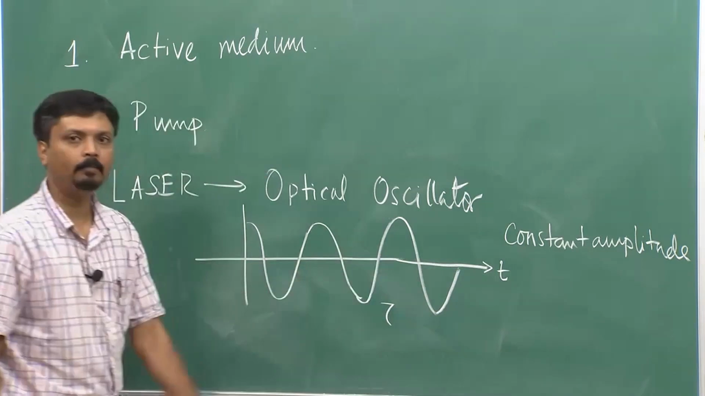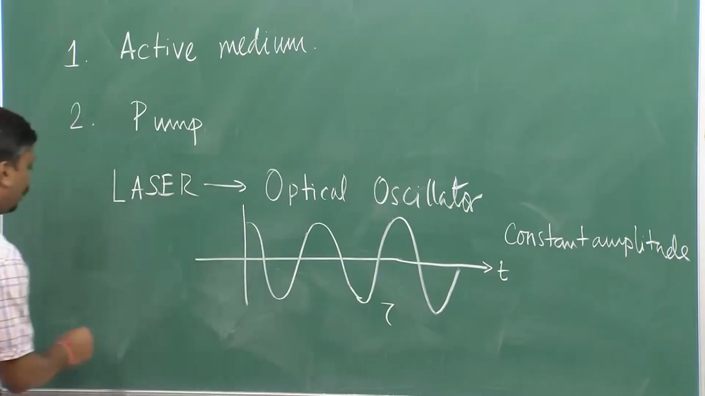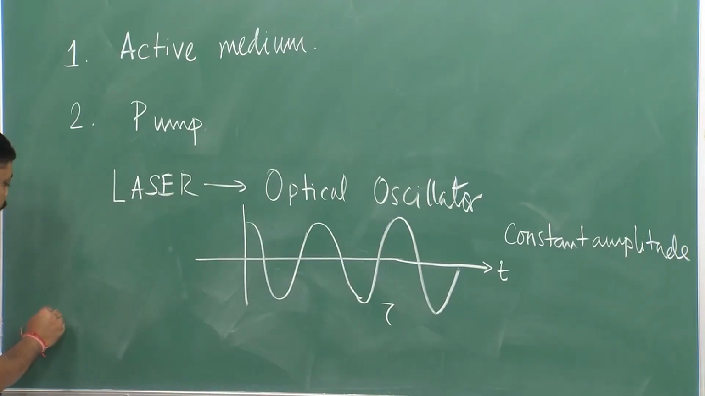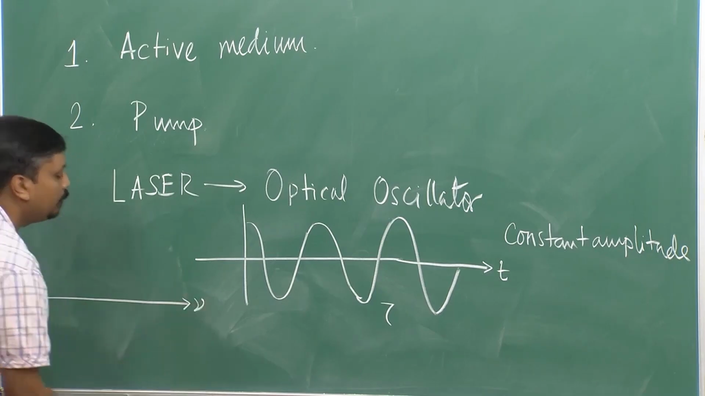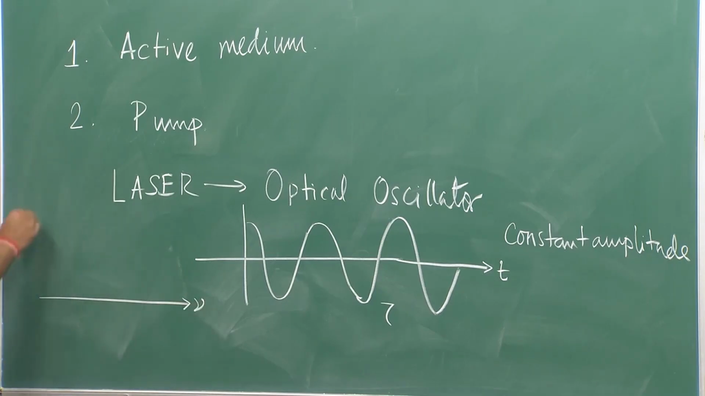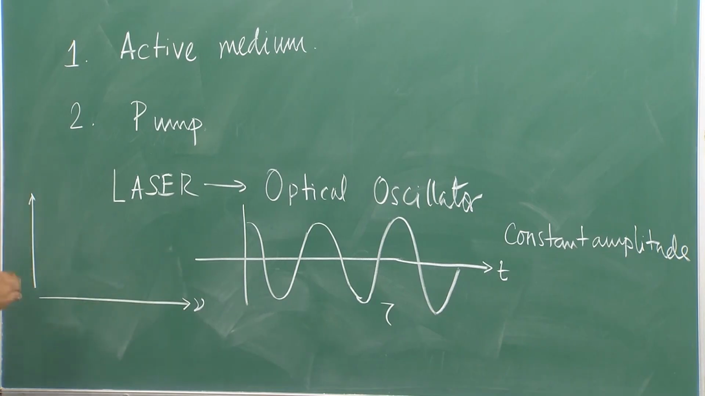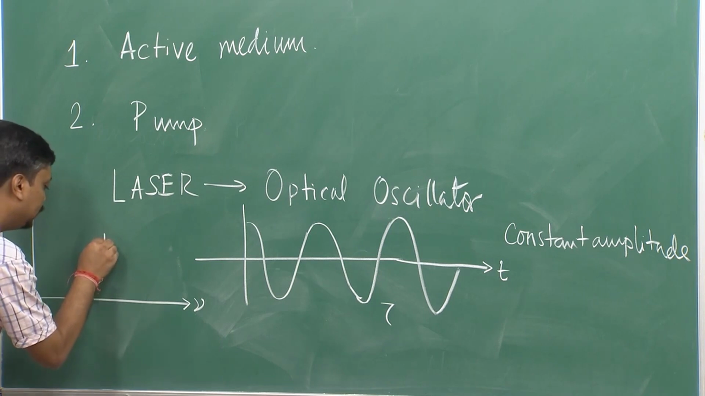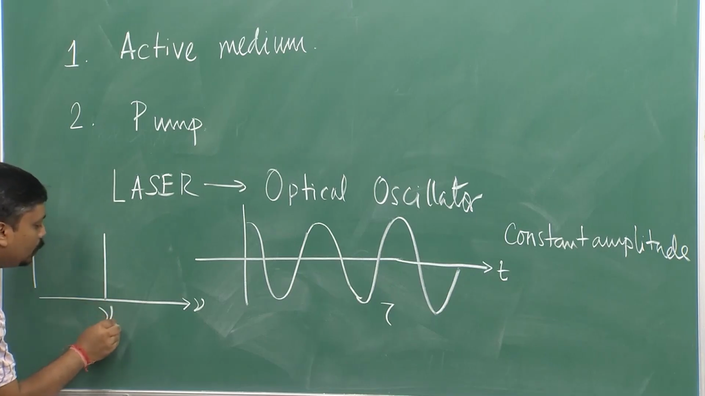Now, this is in the time domain. If I look at the same thing in the frequency domain, how does it look? Let me draw it over here. If this is my frequency axis and this is the amplitude, then if I Fourier transform it into the frequency domain, what I will see is this, corresponding to a particular frequency, let me call it nu 0.